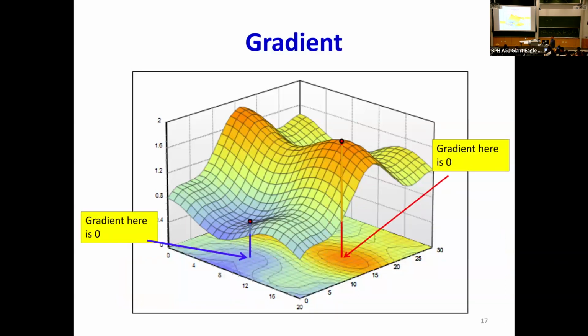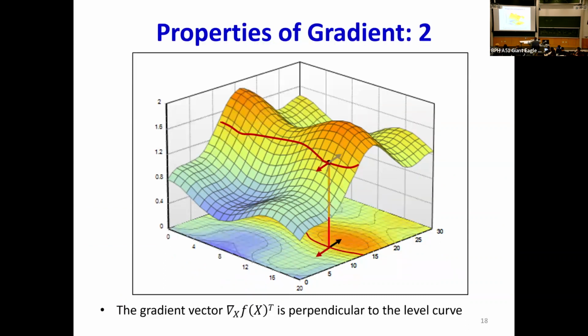Now, at the minimum, the gradient is going to be 0. It means that it doesn't matter which direction you walk in, the function does not change. There's another property. If I take a level set, if I slice the function at some height, then you're going to get a contour on the x-plane. And the gradient is always going to be orthogonal to this level set, to the contour. It's a property that we also use.